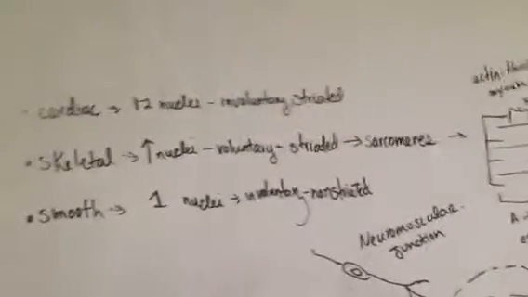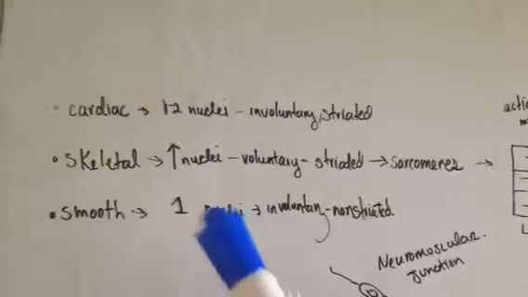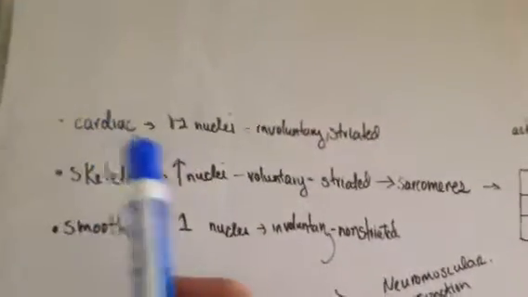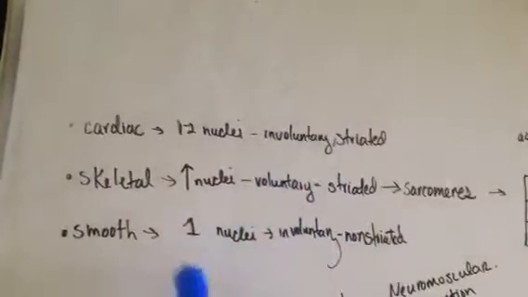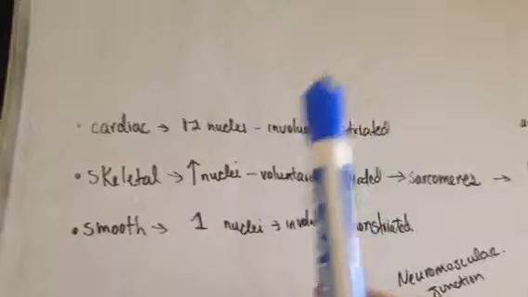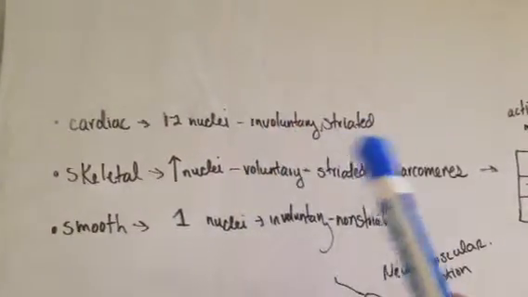Okay, so I'm going to do a quick overview about muscles. We have three types: cardiac muscle, skeletal, and smooth muscle. Cardiac muscle is around the heart, and it's composed of 1 to 2 nuclei. It is involuntary and it is striated.